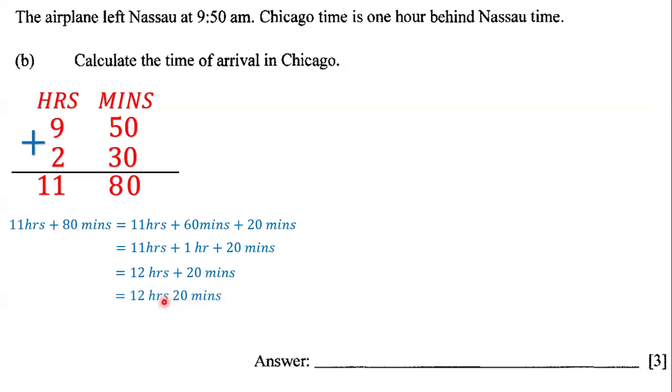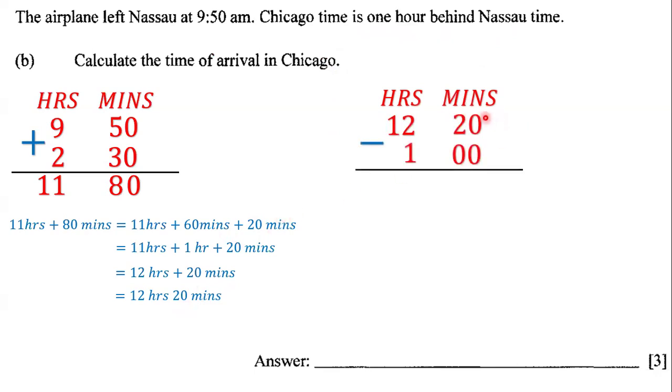But remember that Chicago time is 1 hour behind Nassau time. And so even though we have 12:20, what we actually have to do is subtract 1 hour from that. And so that's what we're actually going to do. So we have 12 hours and 20 minutes, and we're going to subtract 1 hour from that.